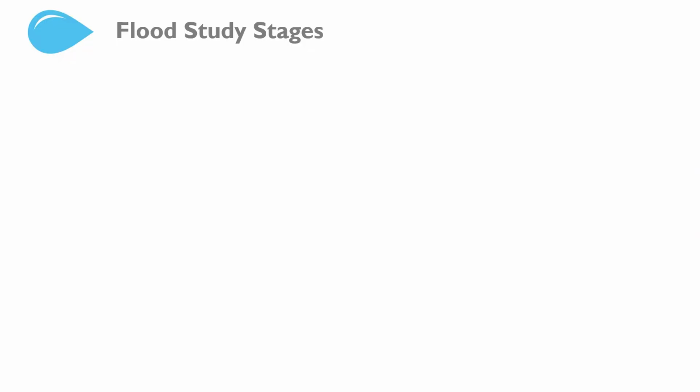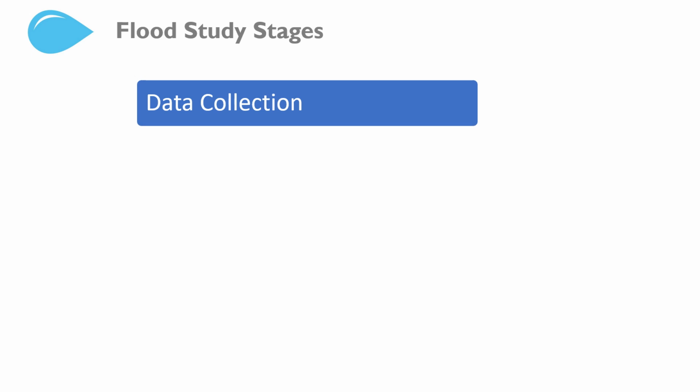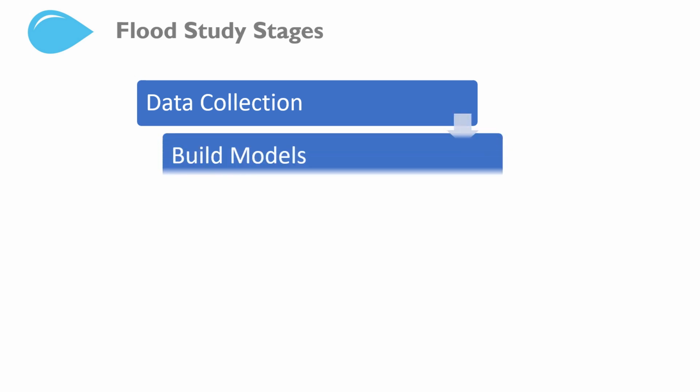These are the steps for undertaking a flood study. First is the data collection phase. We collect all relevant data: gauge records for rainfall and stream flow, flood observations, existing reports, stormwater infrastructure, terrain information, everything that we require. The next stage is to build the flood models.